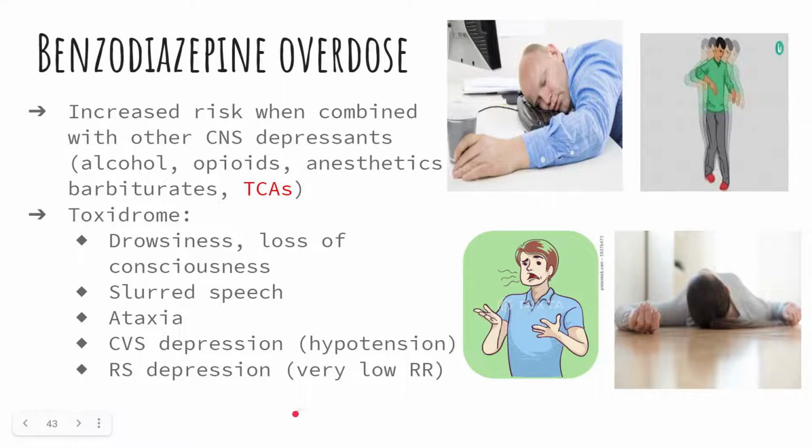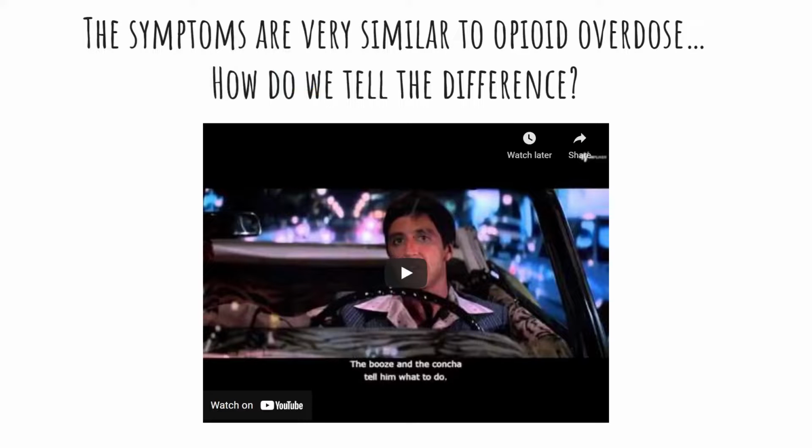So there will be a very low respiratory rate. For example, instead of being 15 breaths per minute, we'll have only 4 to 5. These are the symptoms of a benzodiazepine overdose. The symptoms are very similar to what we see in opioid overdose.